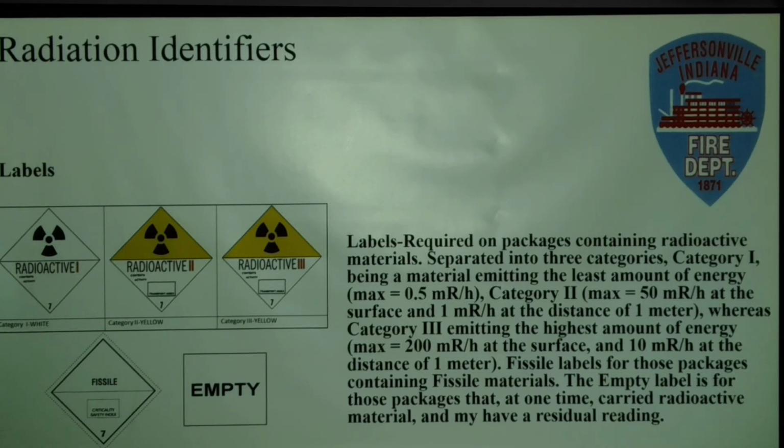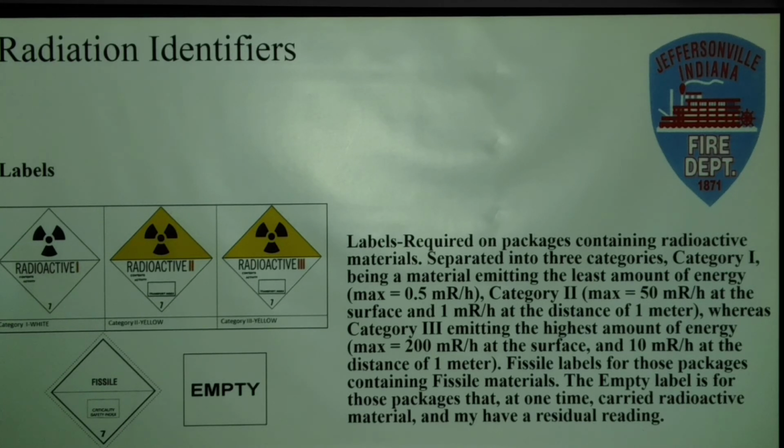These are separated into three categories. Category 1 being a material emitting the least amount of energy. Example of that would be the maximum amount a Category 1 package can carry should be able to read 0.5 millirems per hour at the box or at the package. Whereas Category 2 can read up to 50 millirems per hour at the surface of the package and 1 millirem per hour at a distance of 1 meter. Now, Category 3 emits the highest amount of energy with the maximum amount of 200 millirems per hour at the surface of the package and 10 millirems per hour at a distance of 1 meter.